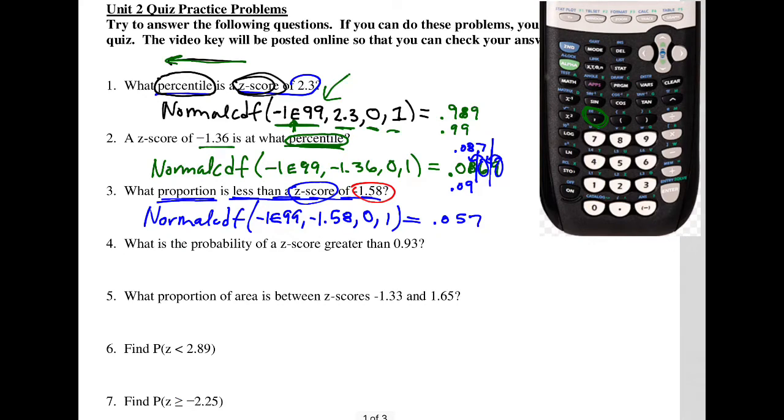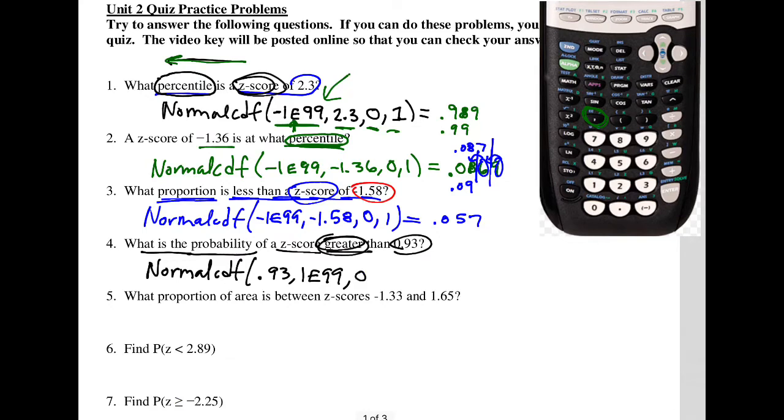All right, so for the next problem, what's the probability? So once again, I'm using normal CDF because I'm looking for one of the P words. And we're looking for the probability the z-score is greater than 0.93. So greater than. Basically, the 0.93 is now our lower bound. Since it's greater than, we're dealing with positive infinity. And remember, whenever you're dealing with positive infinity, it goes in the upper bound. And 0 and 1 is our mean and standard deviation for all z-scores.